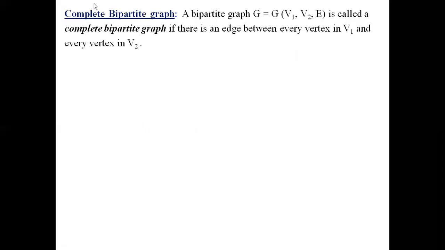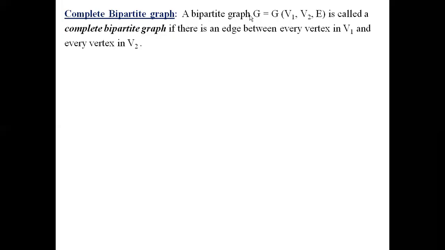Next, we'll understand the definition for complete bipartite graph. A bipartite graph G equal to (V1, V2, E) is called a complete bipartite graph if there is an edge between every vertex in V1 and every vertex in V2.